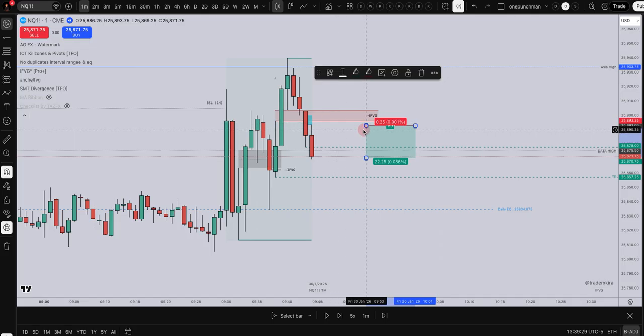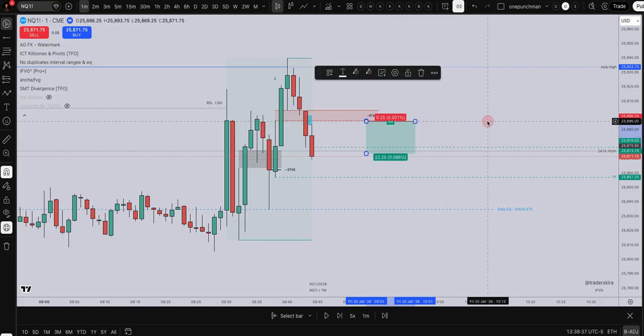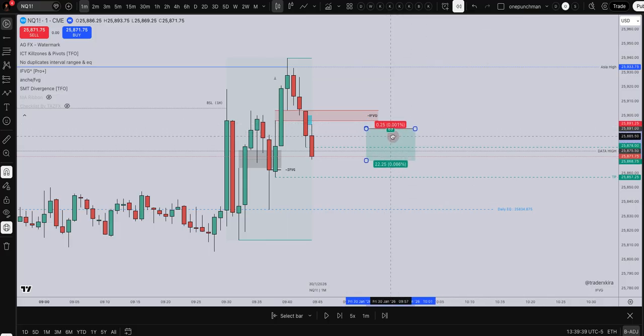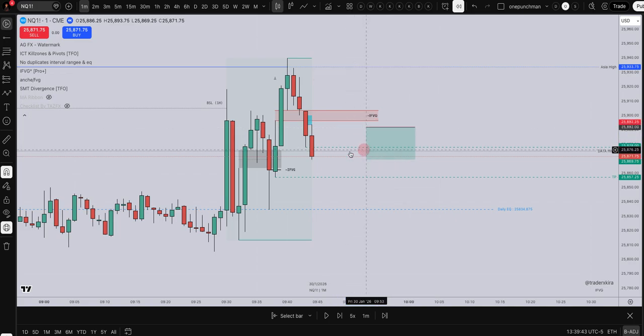I'm trying to look at my chart to see where I actually entered. I think it was 892, believe it or not. So TP1 gets hit, stop loss gets moved to break even. Now I have TP2 right here, and then I also have this level down here to work with.